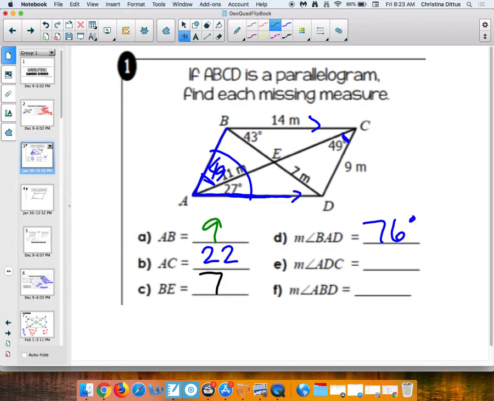ADC, let me write that here. 76. Whole angle ADC should be easier to find. Because what do I know about that 76 I just found in ADC? Are they opposite or next to each other? They're next to each other, which means they add up to 180. Good. So how big does this have to be? 104.